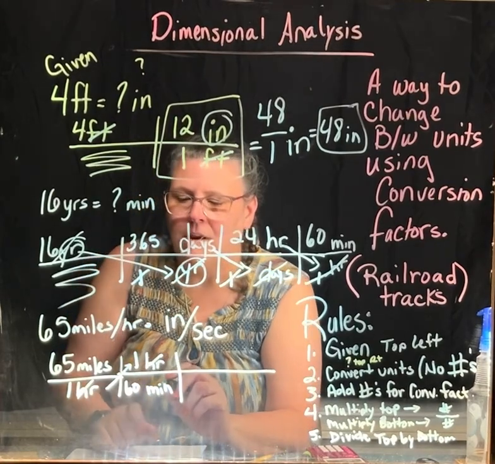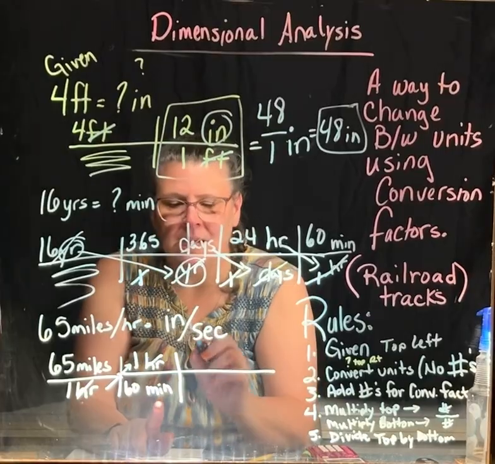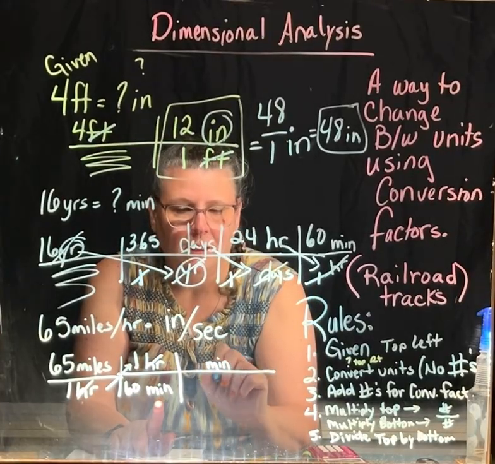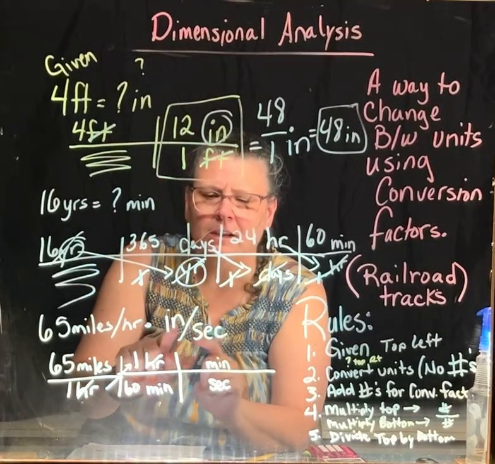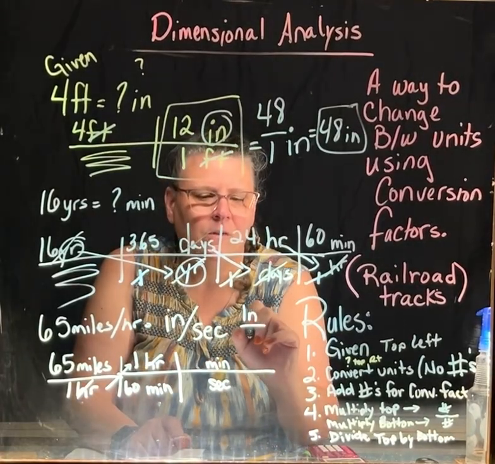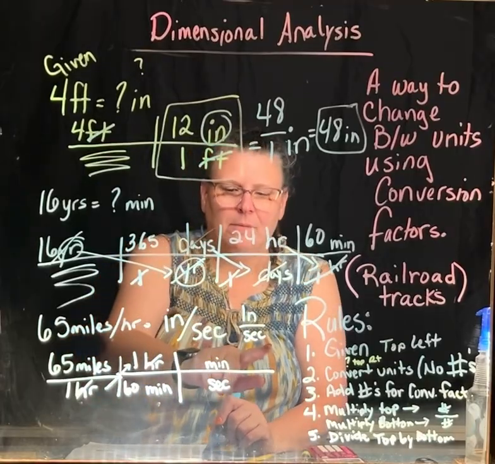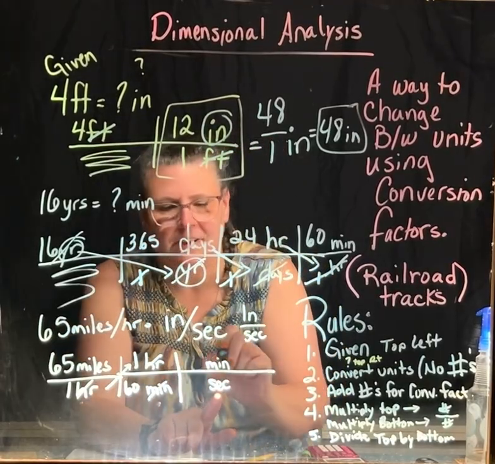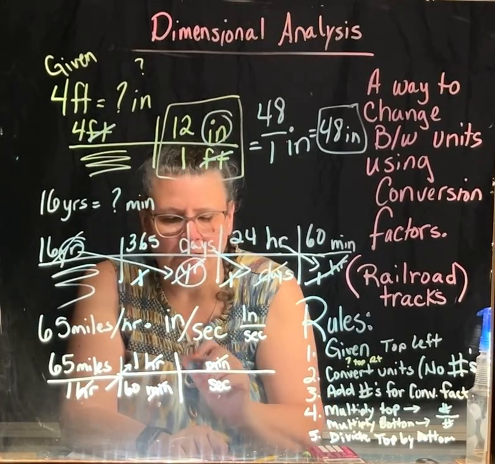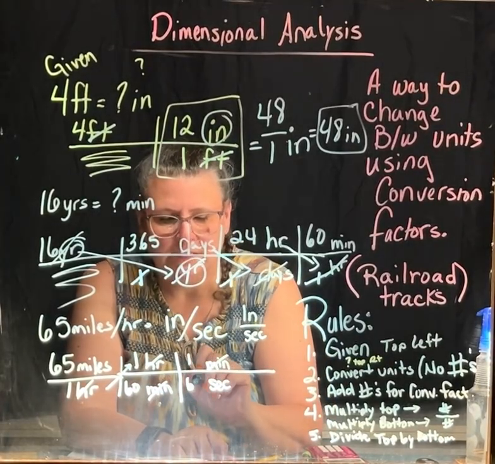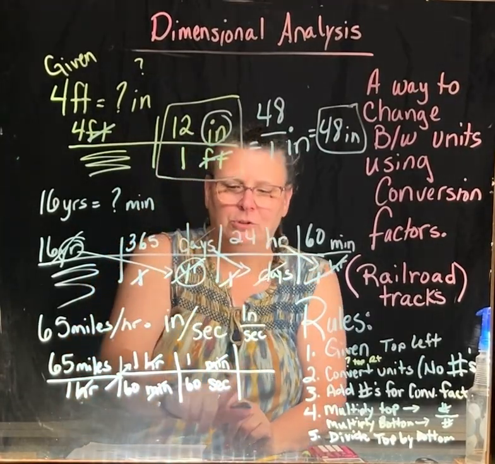Now that I have hours gone, because they canceled out, minutes can go on the top, and seconds can go on the bottom. Now why is this happening? Well, if you look here, inches over seconds, here is seconds on the bottom, especially if I cancel out minutes. Now, I know that 1 minute is equal to 60 seconds. Now, I have already converted hours into seconds.